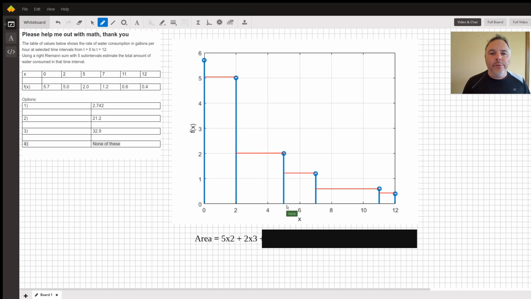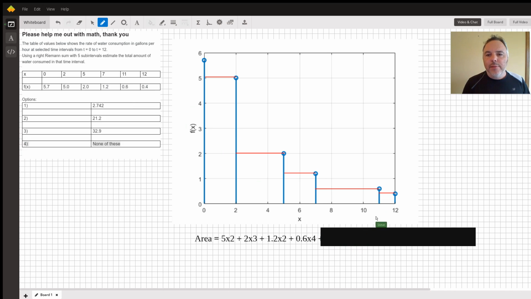This next rectangle, I'm going from 5 to 7, so the base is also 2, and the height right here would be 1.2. So 2 times 1.2. Then the next rectangle, I'm going from 7 to 11, which is 4, and notice that the height right here is 0.6. So 0.6 times 4. And finally, this last one, the interval is 12 minus 11, which is 1, and the height here is 0.4.